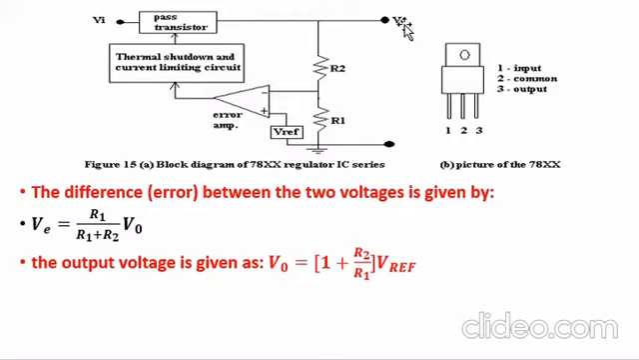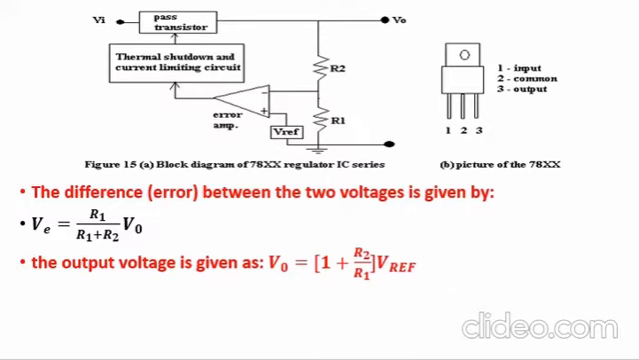The VE, that is the difference, that's the error between the reference and the variable, is given by this formula. As I told you, R1 and R2 are connected in potential divider mode. So my VE, the error, is equal to R1 over R1 plus R2 times V0. So the output voltage, the V0, is given by 1 plus R2 over R1, everything times the reference voltage.